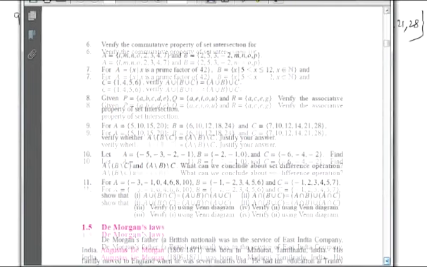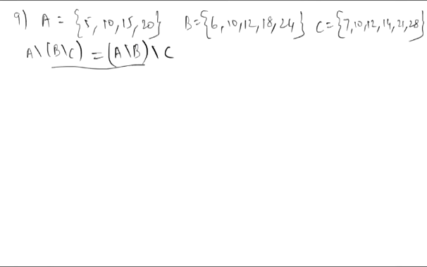Disjoint, and common elements here. Okay. 5 is not there, but 10 is there. 10 is common in all three. They are not mutually disjoint. So what should you get here? These two should not be equal. That is the answer we should get. These two should not be equal.